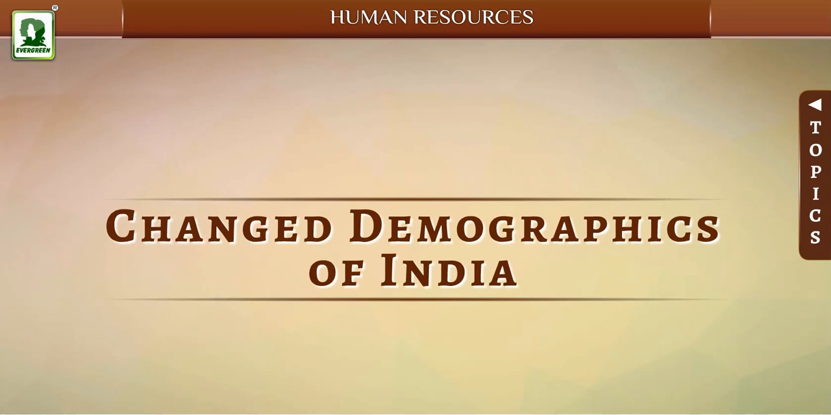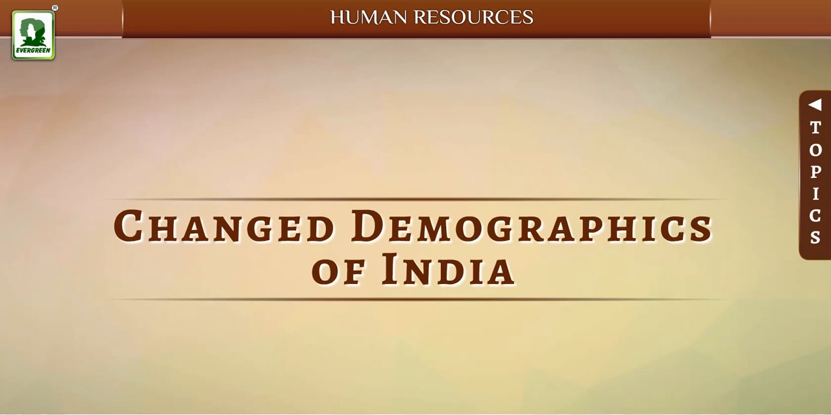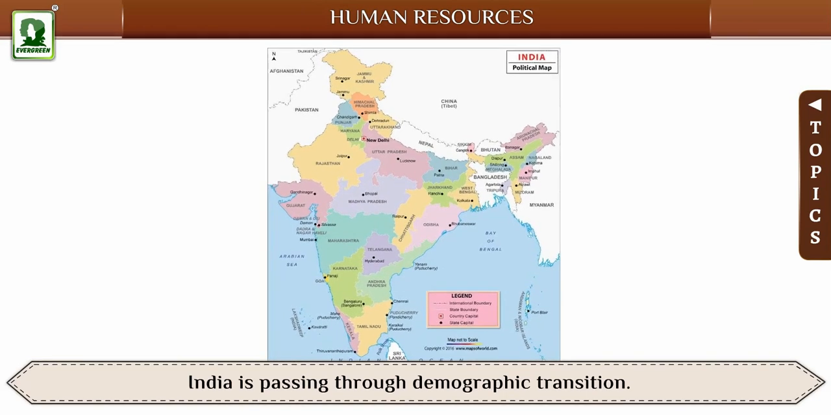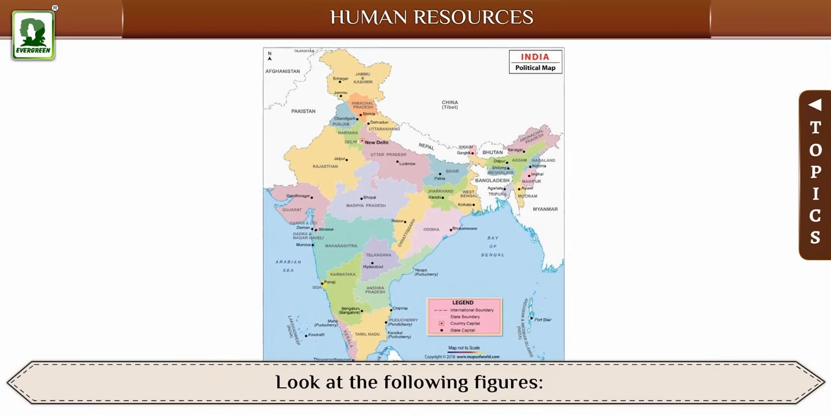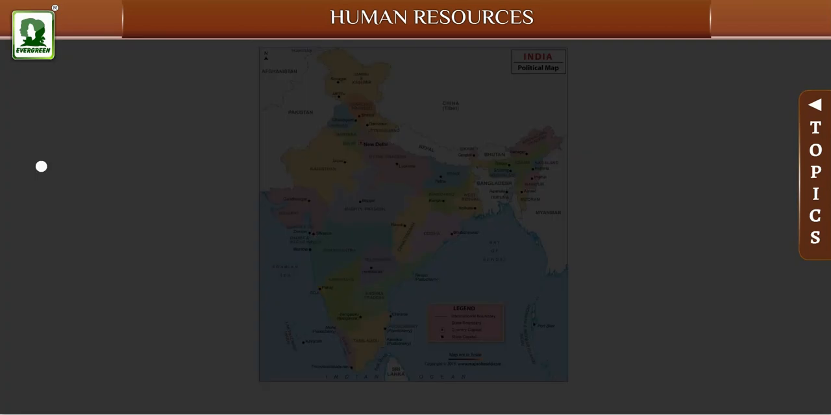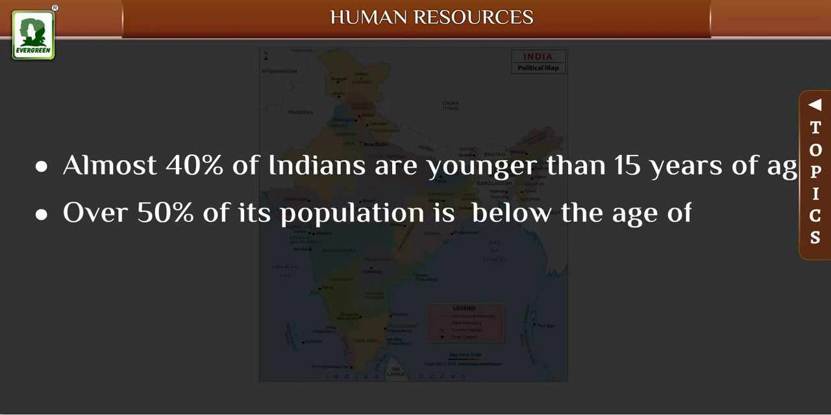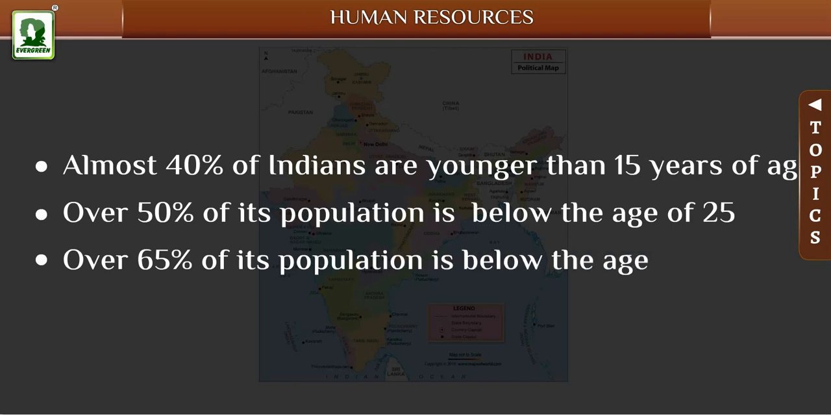Changed demographics of India. India is passing through demographic transition. Look at the following figures. Almost 40% of Indians are younger than 15 years of age. Over 50% of its population is below the age of 25. Over 65% of its population is below the age of 35.